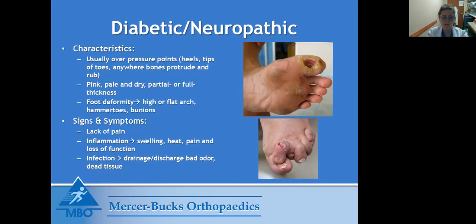Oftentimes there is infection associated with diabetic wounds, because there is that component of a decrease in blood flow. There is an increased chance of infection. Signs of infection do include having drainage or discharge, any bad odor, and visibly dead tissue.